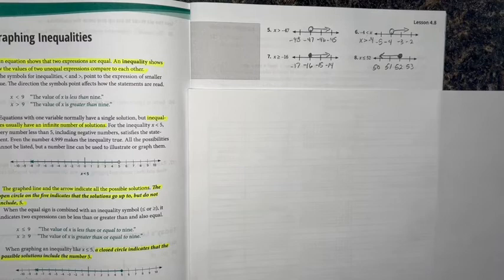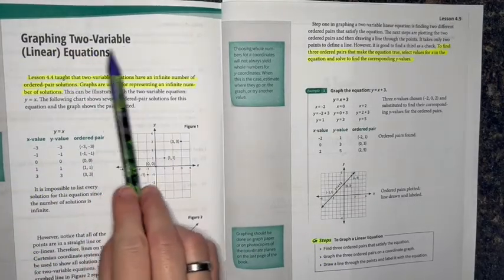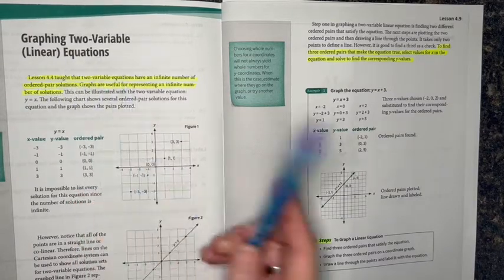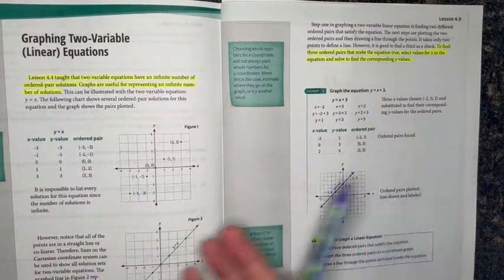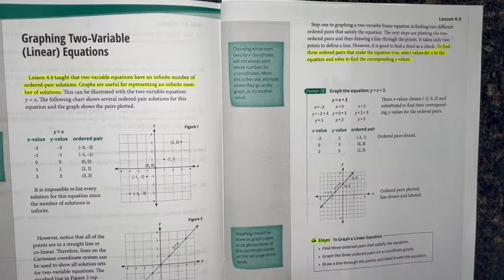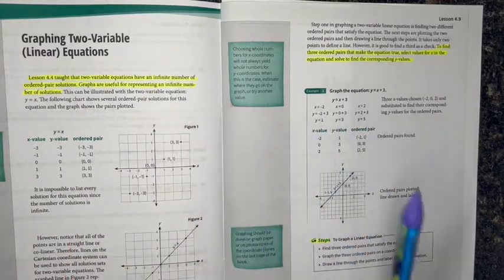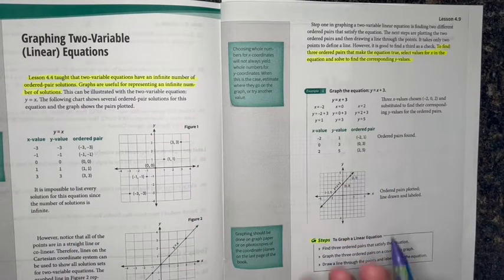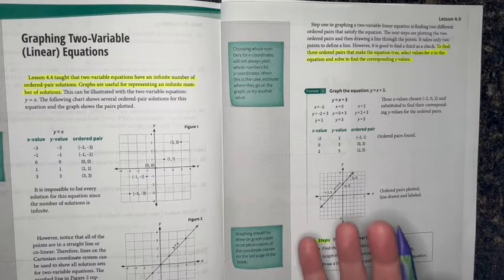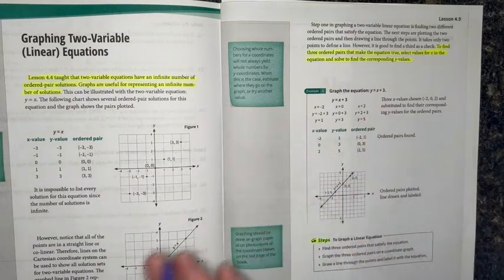That's lesson 8. Lesson 9 begins on page 36, and it's titled Graphing Two Variable or Linear Equations. Okay, last week we were working with finding our ordered pair solutions for these two variable linear equations, and now we're going to look at graphing them, right? So it tells us in lesson 4.4, we learned how to find those ordered pair solutions, right? We usually found 3 of them, but there's an infinite number. Well, graphs are useful for representing that infinite number of solutions.